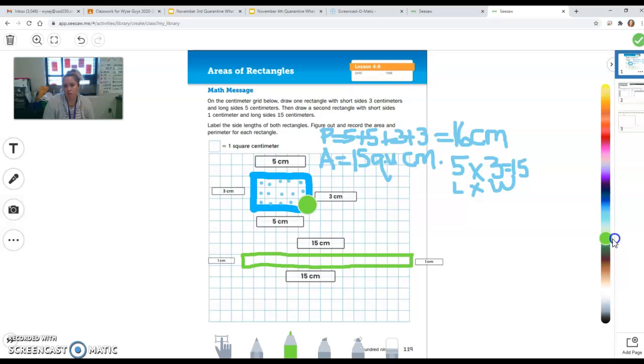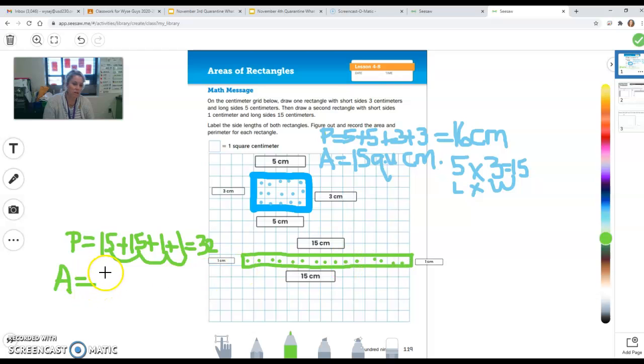This one should be pretty easy for us. For my perimeter, I am adding 15 plus 15 plus 1 plus 1, and that equals, let's see, we have 30, 31, 32. Okay, and then my area, you could count our squares, 1, 2, 3, 4, 5, 6, 7, 8, 9, 10, 11, 12, 13, 14, 15. Square centimeters, or we could say length times width, which is 15 times 1 equals 15.